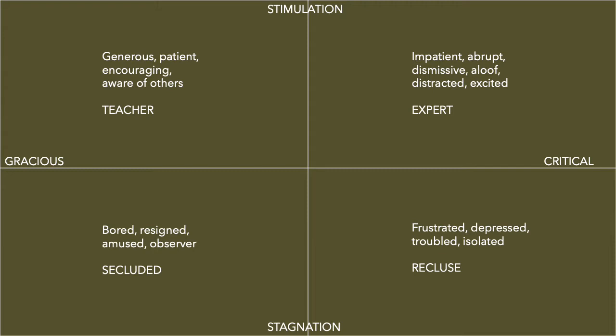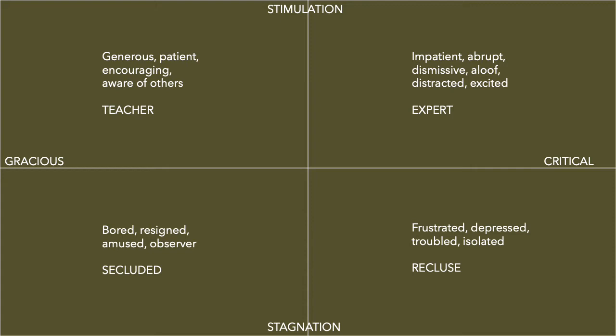So in the top right box, this is the box in which Holmes is extremely stimulated, he is extremely active, he is working, he is excited, but he's also critical. So this is where he doesn't have time, he won't suffer fools. He doesn't have time for people who aren't as intelligent as him. He's quite impatient. So in the top right box, this is where I've described Holmes as an expert in capital letters. So this is the Holmes that we see who is impatient, he's abrupt with people, he's dismissive, he's aloof, he's quite distracted, but he is excited at the same time. So this is the Holmes that we see occasionally.